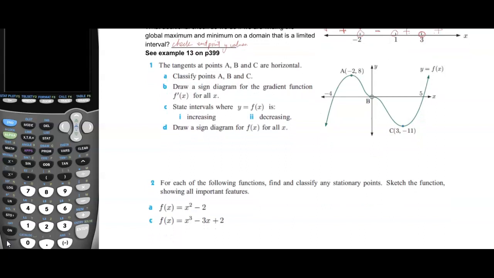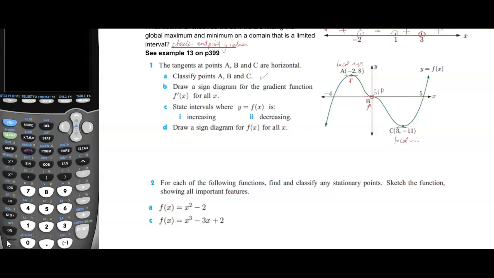Number 1, the tangents at points A, B, and C are horizontal. Yeah, so if I drew my tangent lines here, A, B, and C would have horizontal tangent lines. Classify the points A, B, and C. So this is very similar to the investigation, right? So this point A, I would call the local maximum, right? Local maximum. And point B is not a maximum nor a minimum. It's a stationary inflection point. And C is a local minimum. Okay, so we've classified A, B, and C.